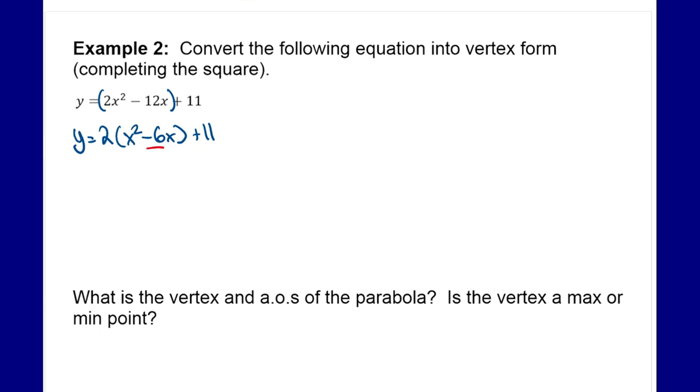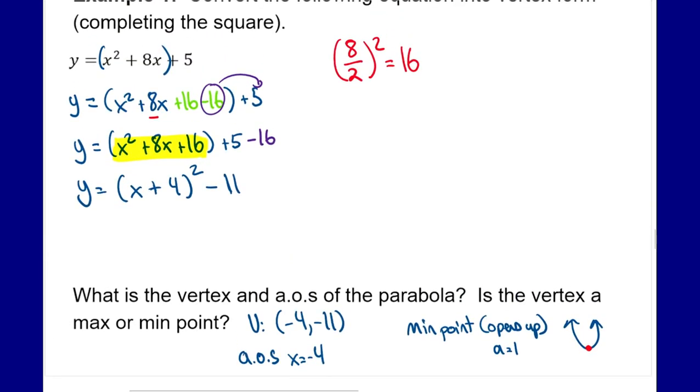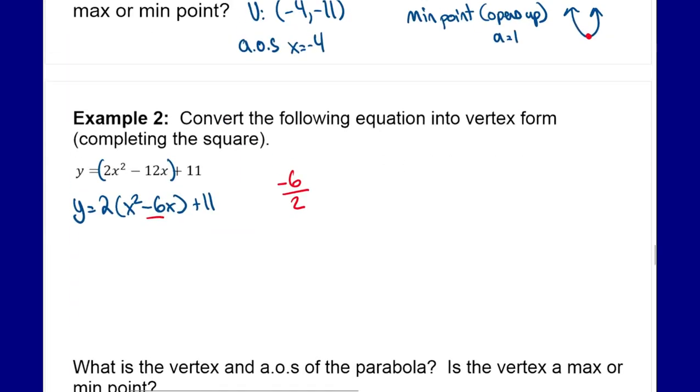I'm going to find my magic number. So I'm going to take that negative 6, divide it by 2, keeping it color coded. So negative 6 divided by 2, squared. That's negative 3 squared, or 9. So that means I'm going to add and subtract 9. So x squared minus 6x plus 9 minus 9.